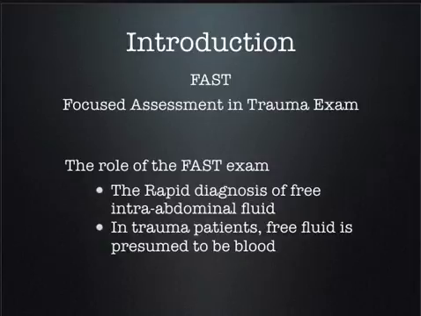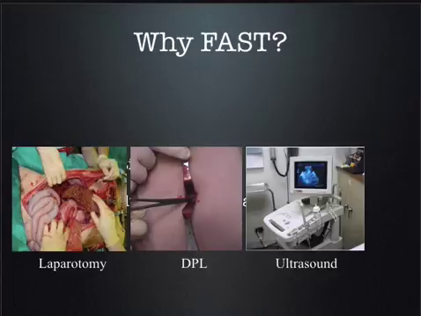So the role of the FAST exam is to diagnose free intra-abdominal fluid, also pericardial fluid and thoracic fluid, but really you're looking for free fluid in the abdomen, chest, or around the heart. All right, in the trauma patient, we assume that fluid is blood, but it may not always be blood. It could be a lot of things.